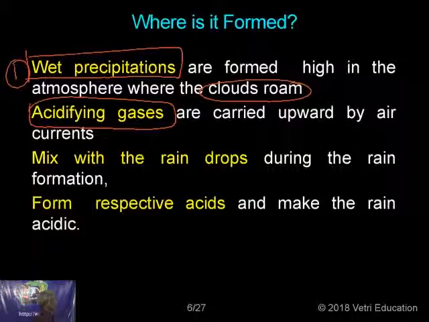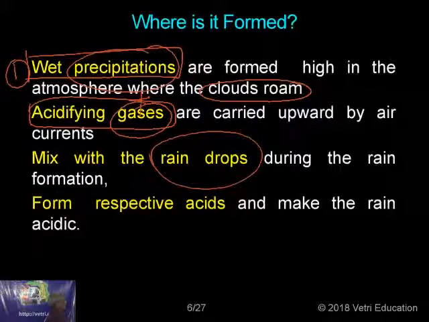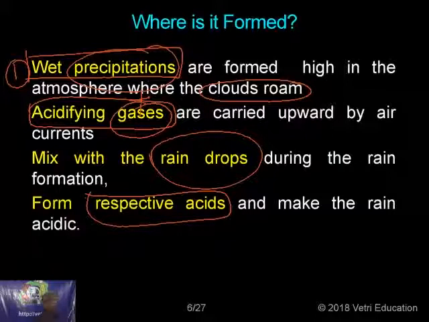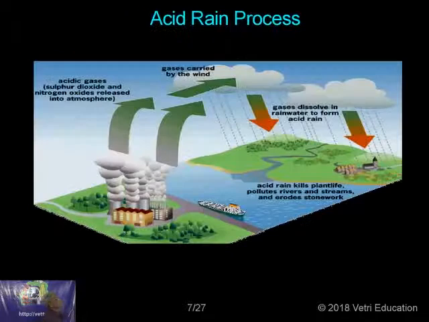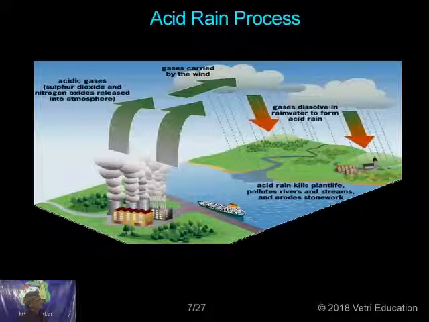They are carried by the air current, and these gases mix with the raindrops during rain formation, and a particular rain is formed. Maybe a rain with nitric acid, a rain with sulfuric acid, a rain with carbonic acid. Whatever gas is more in that particular area and gets mixed with the dew drops and raindrops, that type of rain you are going to get in that area. So this is how acid rain is formed.